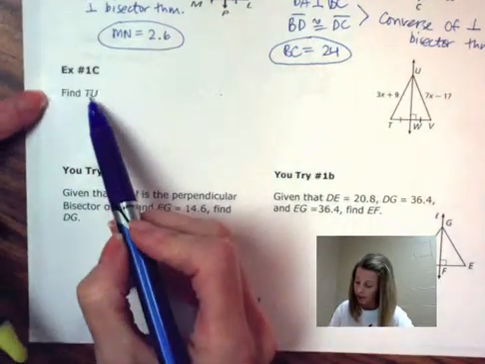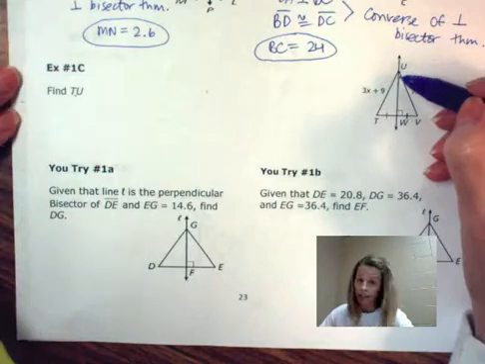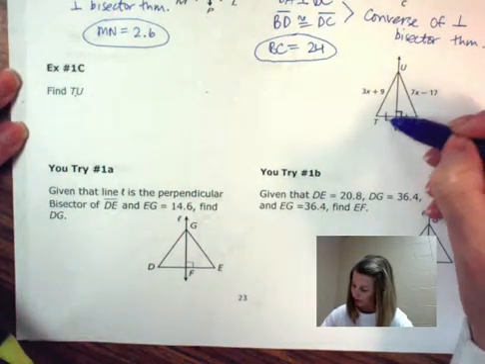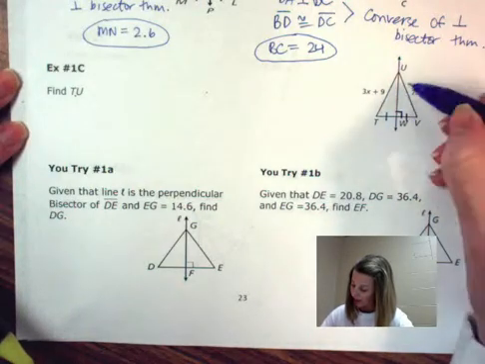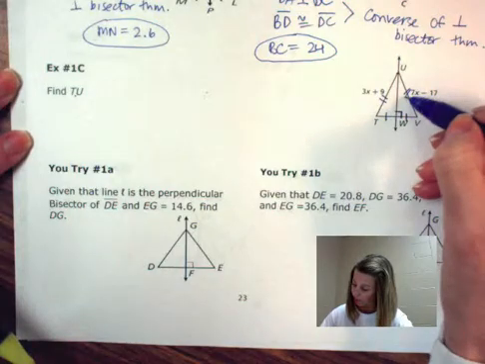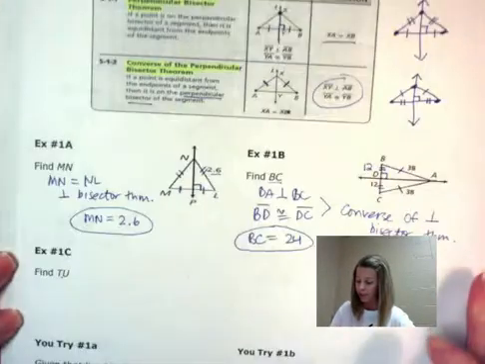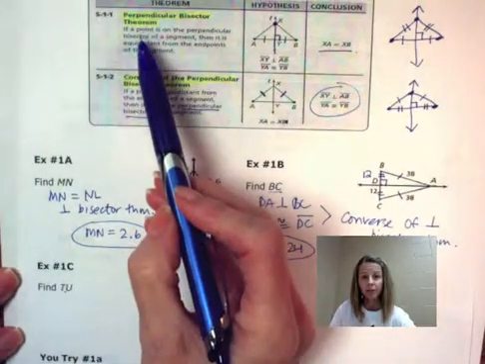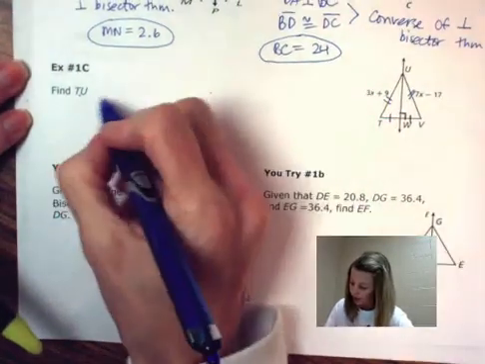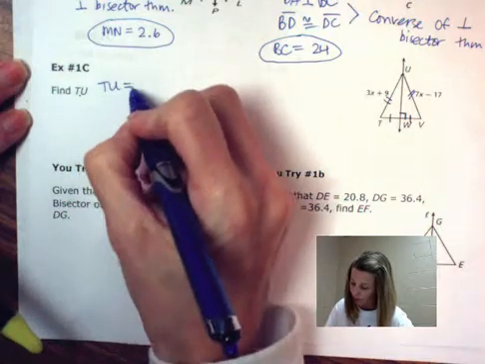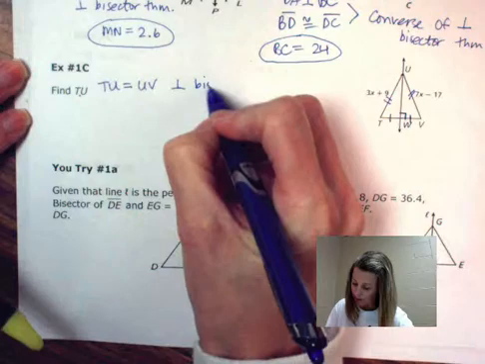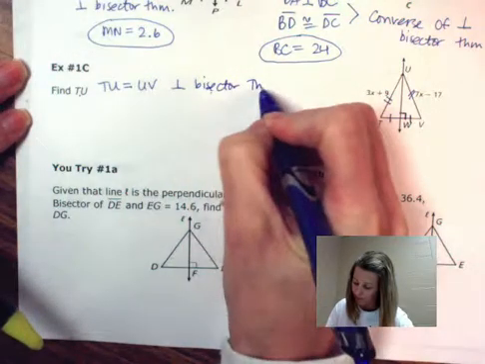So find the length of TU. So when I look at this, TU, first of all, I see a right angle, and then I see congruent sides. So I can say that TU is equal to UV because of my first theorem, this perpendicular bisector theorem. So I'm going to say that TU is equal to UV, and the reason is the perpendicular bisector theorem.